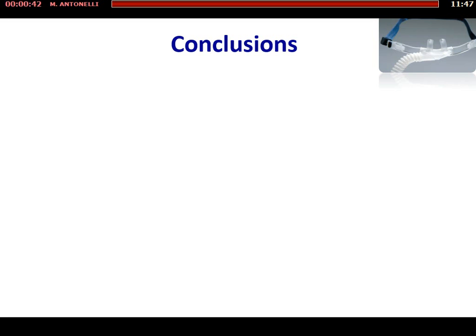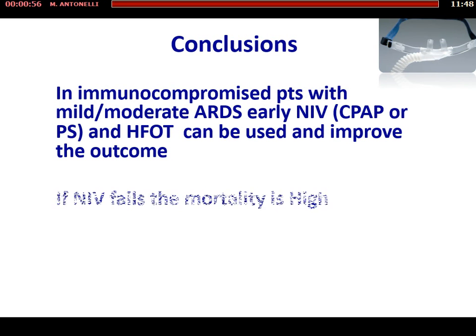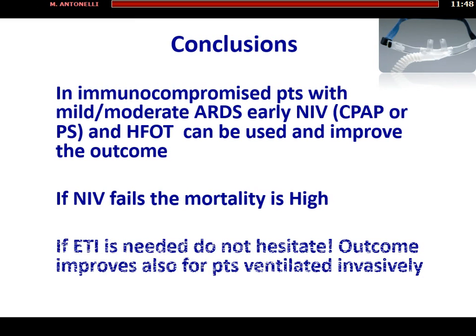So my conclusions are that in immunocompromised patients with mild or moderate ARDS, early non-invasive ventilation, whatever the system, CPAP or pressure support, can be used as well as high-flow oxygen therapy. Obviously, if you have a failure of non-invasive ventilation, the mortality is high, and if it is needed, endotracheal intubation, again, no hesitation to go on, and the outcome improves also after you have ventilated these patients invasively. Thank you for your attention.